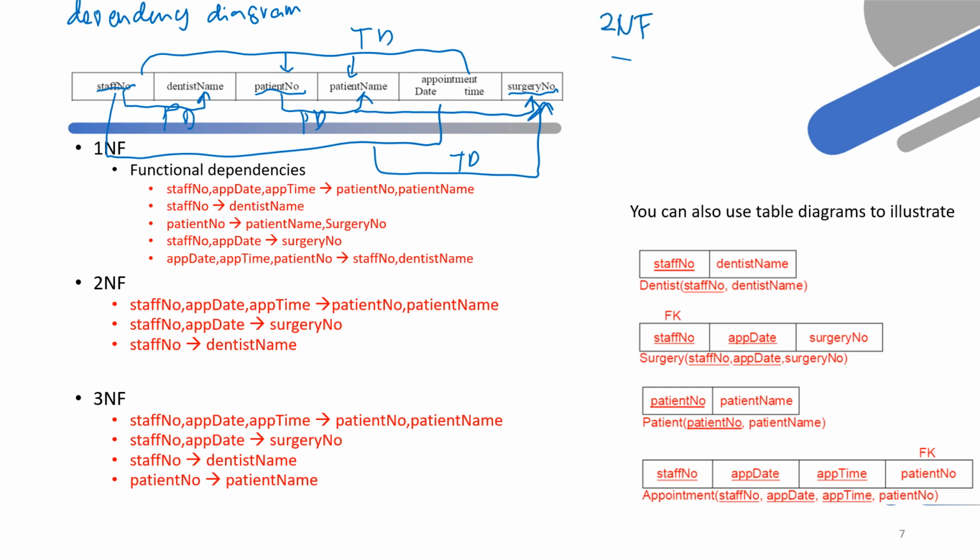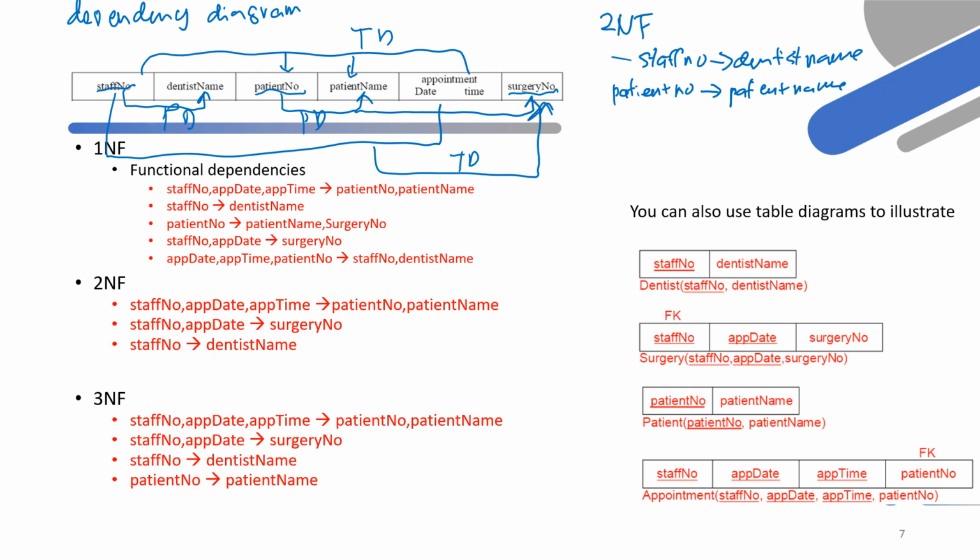This is the solution given, but from my point of view, my version of second normal form will be like this: staff number, defining the dentist name. This is the solution I found in the book, but this is my version. Staff number, defining the dentist name, and then patient number, defining patient name. So these two are in 2NF, while the rest is not. So this is the second normal form.